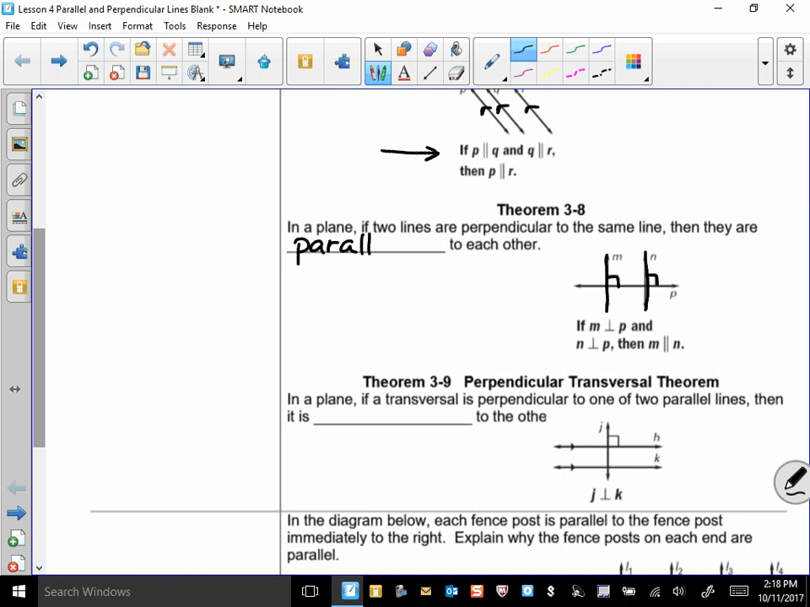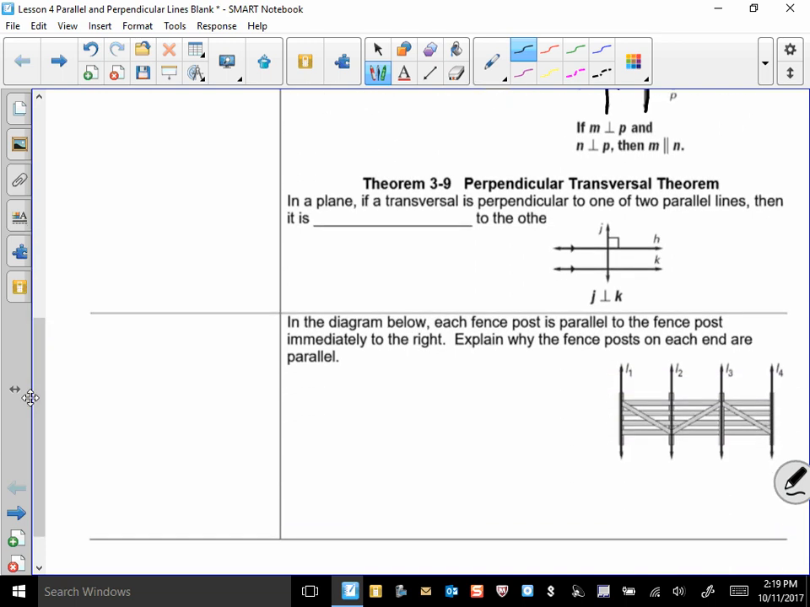Two lines perpendicular to the same line, then they will be parallel to each other. And again, if you're using that as a reason in a proof, you can just say two lines perpendicular to the same line. Your statement would say M is parallel to N. Your reason would say two lines perpendicular to the same line. It's okay if you abbreviate it like that.